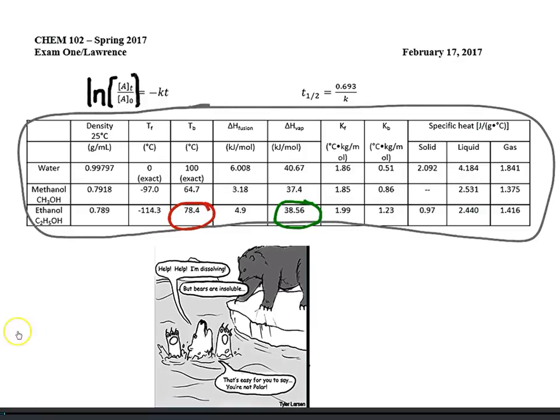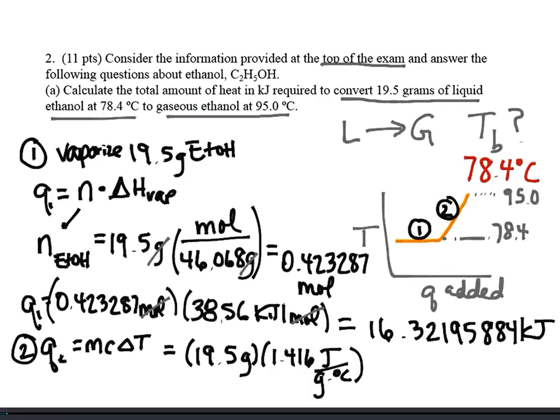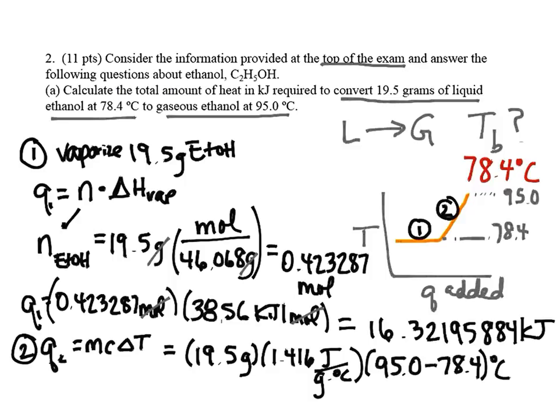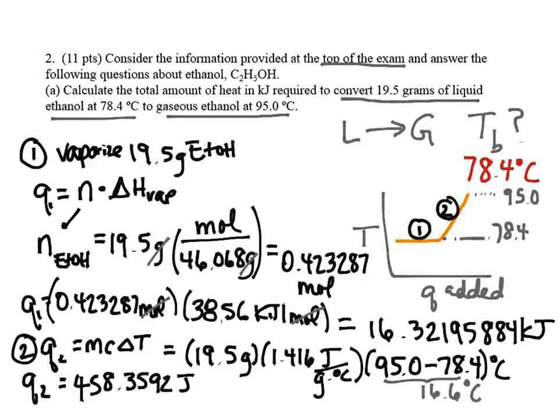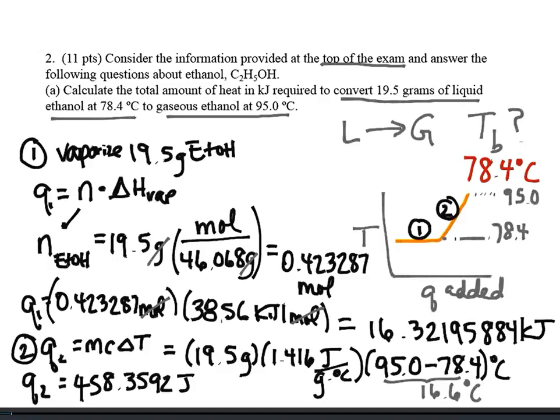A lot of people put moles on that, but m is mass. You know that because up here, your specific heat is in joules per gram degree Celsius, so you have to multiply by mass in grams in order to cancel this grams out. 1.416 is our specific heat. We plug that in, and the difference in temperature is 95 minus 78.4, which works out to be 16.6 degrees Celsius. So the second Q is 458.3592 joules.